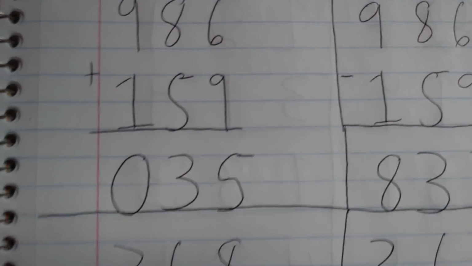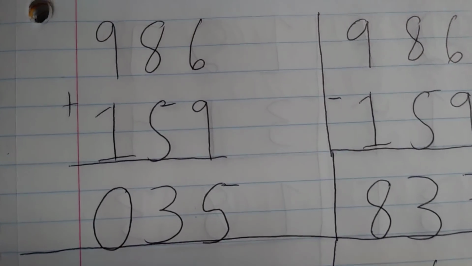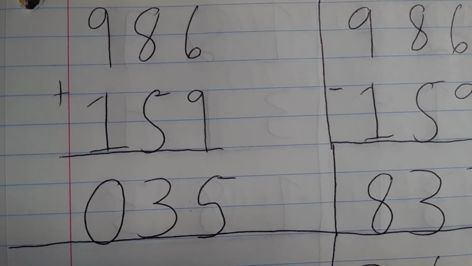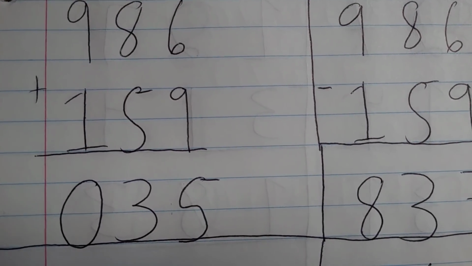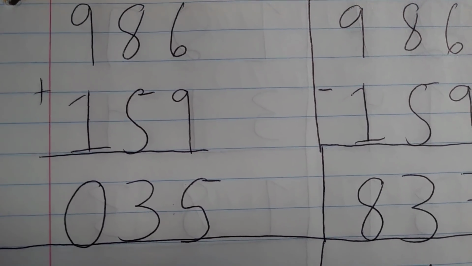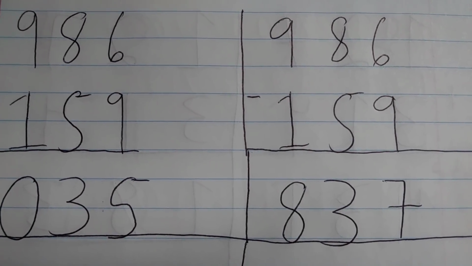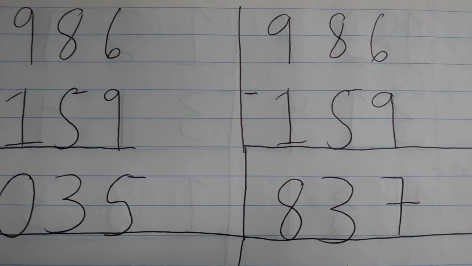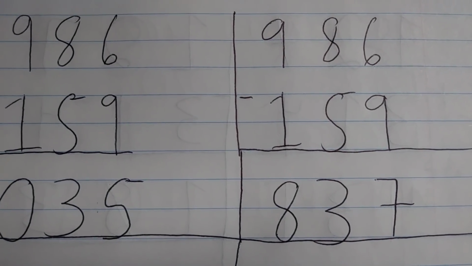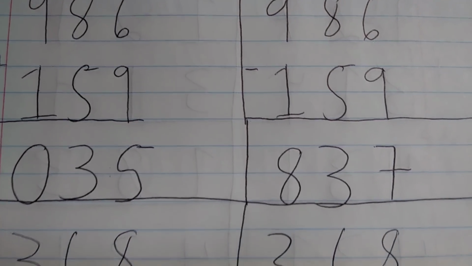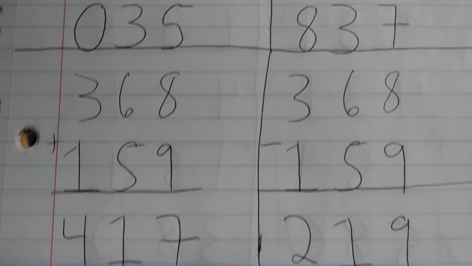You're going to take 986, which you got from over here. 986, so 9 plus 1 is 10, keep the 0. 8 plus 5 is 13, keep the 3. And 6 plus 9 is 15, keep the 5. You're going to also subtract off 159, so 9 minus 1 is 8. 8 minus 5 is 3. And 16 minus 9 is 7, so 837 and 035 did not hit in the next 7 days.